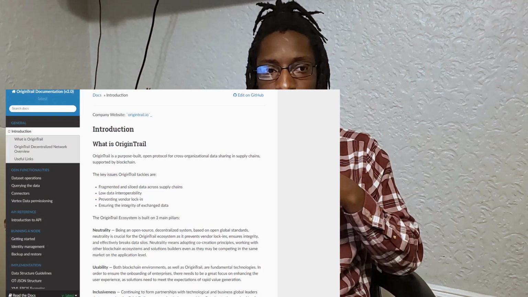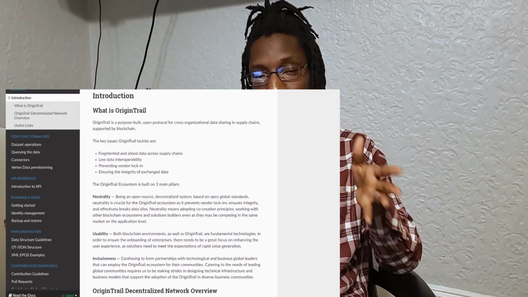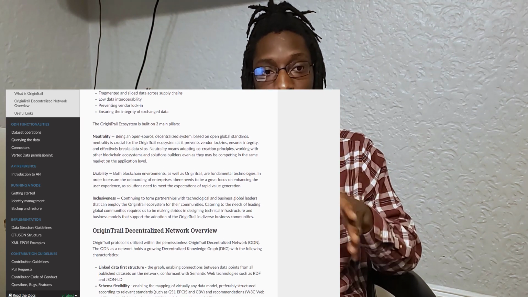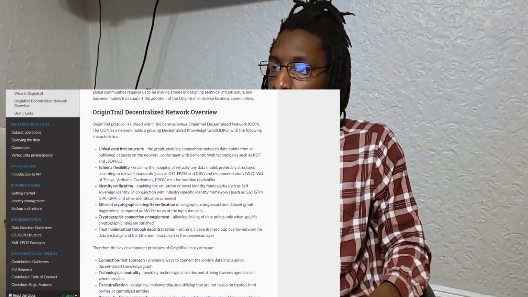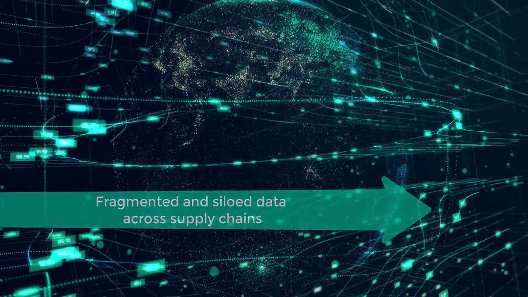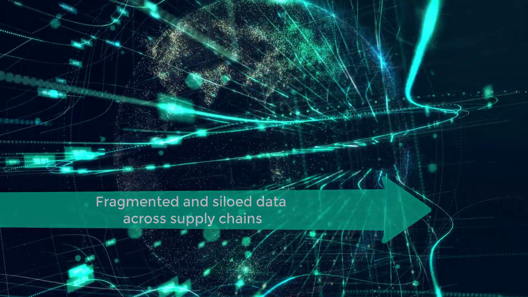I think the OriginTrail documentation did a good job of explaining the technology in a way that makes sense. They started by discussing the issues the OriginTrail decentralized network tackles, what it solves. So I think we should follow suit. As you're on the website, you can see that the first issue presented is fragmented and siloed data across supply chains.